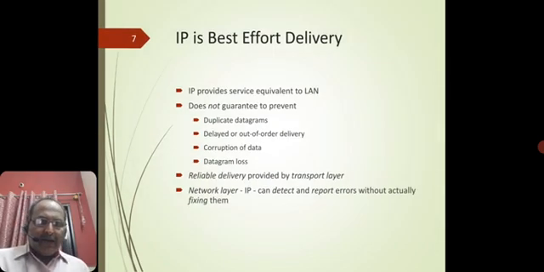Okay. IP is best effort delivery, as I know that IP provides a service equivalent to a local area network. But here, as I said in the last session and am repeating once again, it does not guarantee to prevent duplicate datagrams, delay, or out of order delivery, and corrupted datagrams can be filtered out. Reliable delivery is provided by the transport layer.